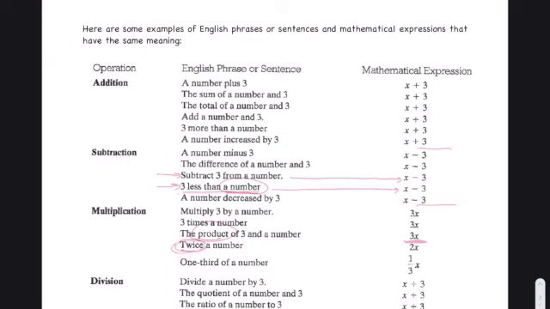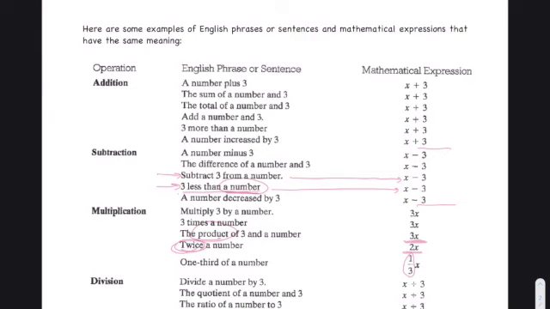Twice a number is 2x. Okay, 1/3 of the number, 1 over 3 times x. Don't forget x to the cube and x to the square are two different things. X to the cube is x to the third power. X to the square is x to the second power. And that's different. X to the second is not the same thing as the square root of x.